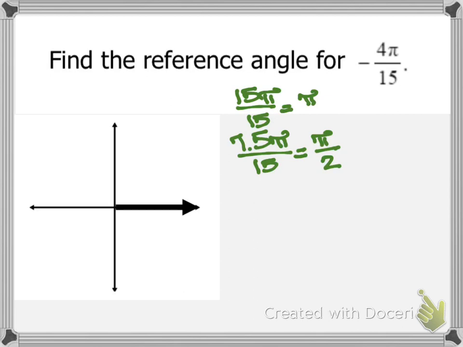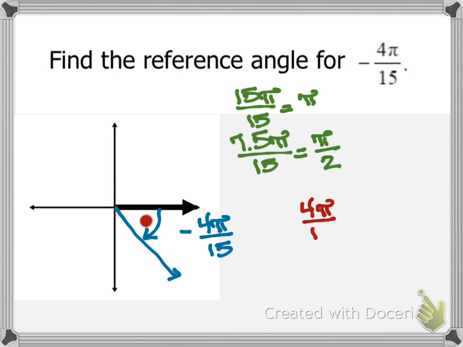And so this is negative 4 pi over 15. So we're coming here in this direction, negative 4 pi over 15. And I know it doesn't cross into the next quadrant because then it would have to be more than 7.5 pi over 15. So my reference angle is there, and it's the same angle, right? But it has to be positive. So my reference angle is 4 pi over 15.